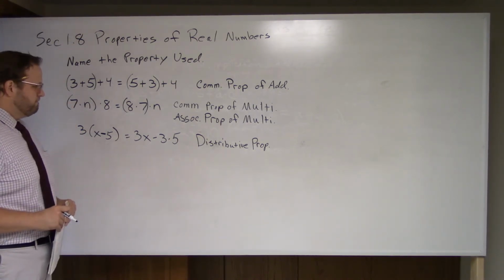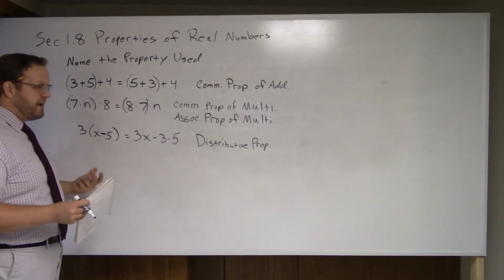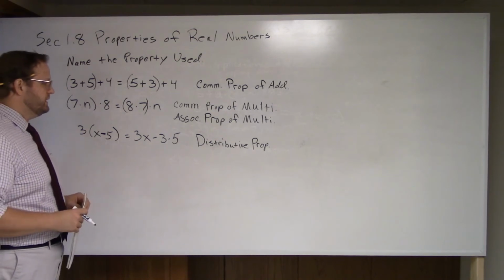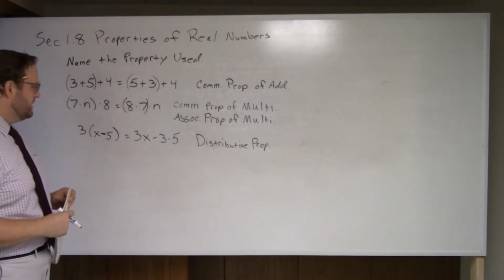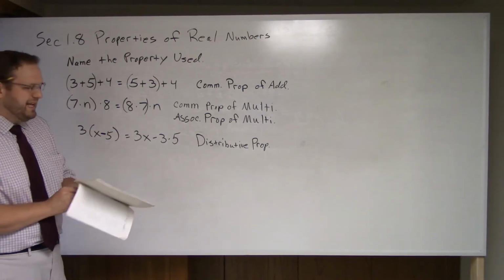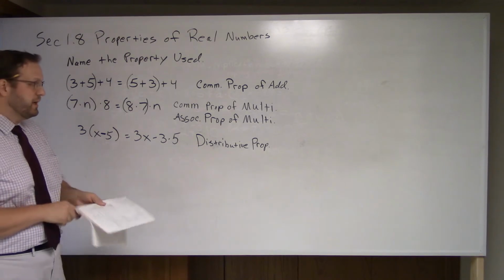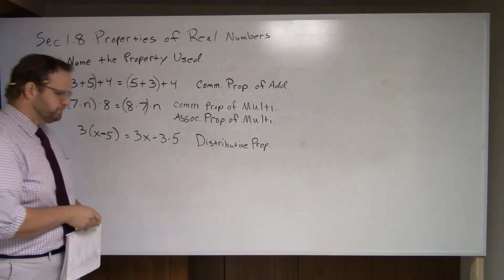Okay, so there you have the 5 main properties that we're going to be dealing with within this section. Now there's a couple other properties that I do want to show you that are very, very simple. We take them for granted because they are so simple, but I want you to know what they're called and what they look like on paper.